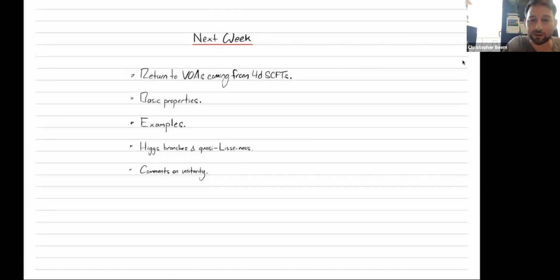There's some new property, which is not quite C2 cofiniteness, that we'll meet, called quasi-lisse. And we'll see if I get through everything. But that's going to be the plan.